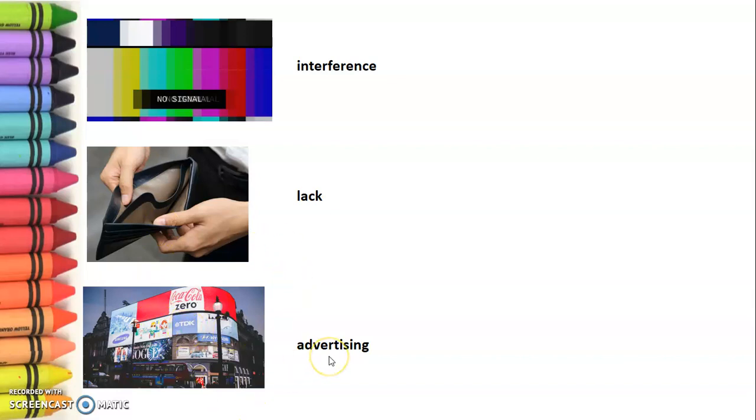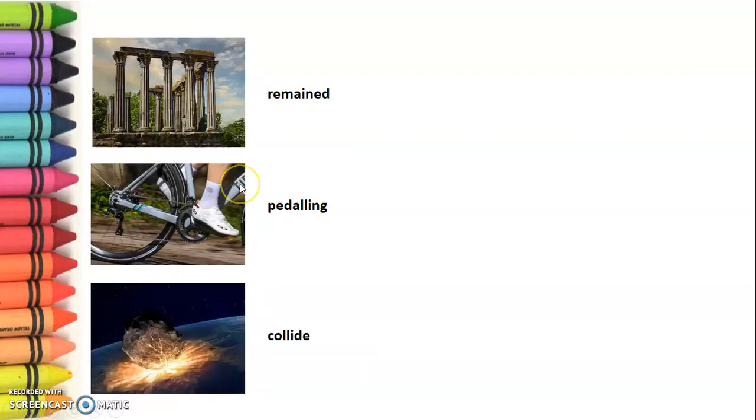Number 6, advertising. The business of trying to persuade people to buy products or services. And we can see on the street a lot of advertisements, right? Like these ones. Yes? This is advertising, this business. Very good.